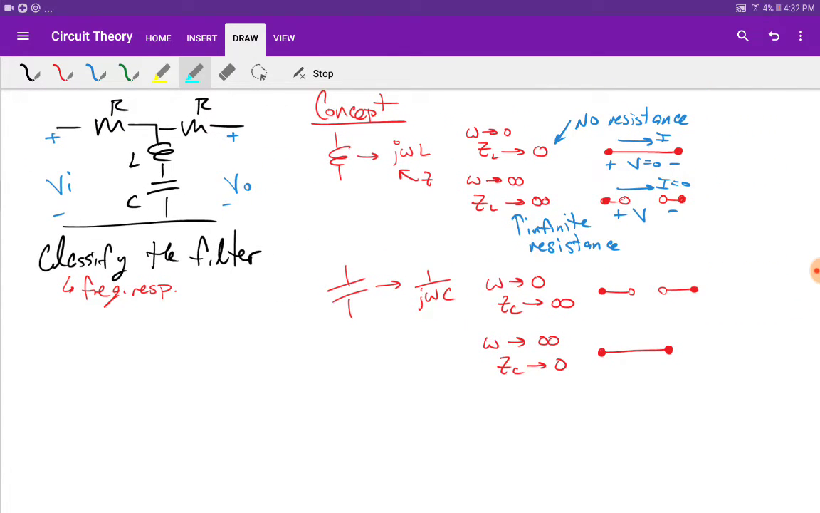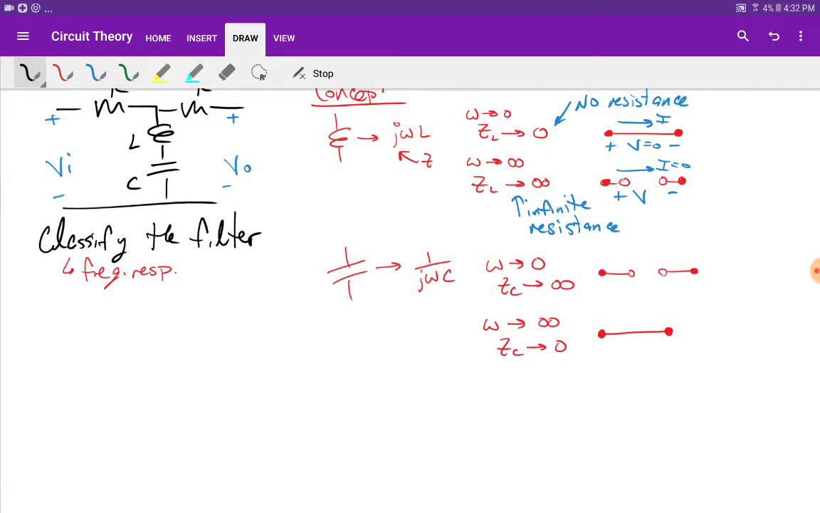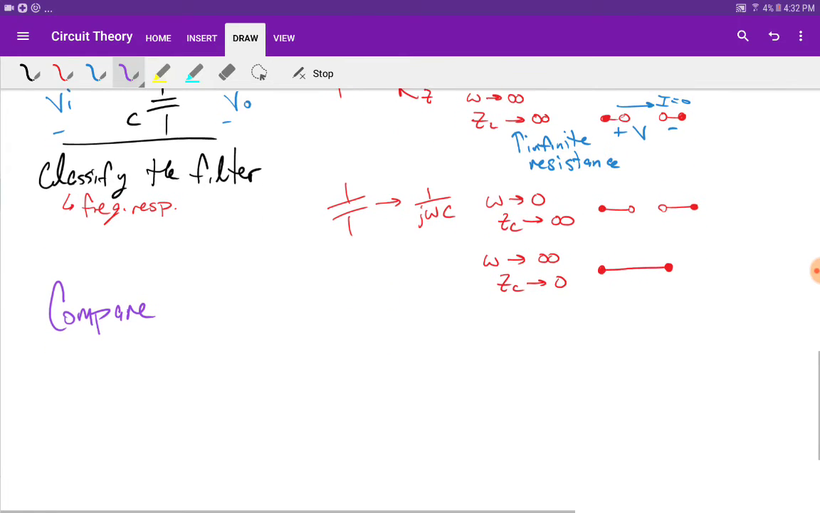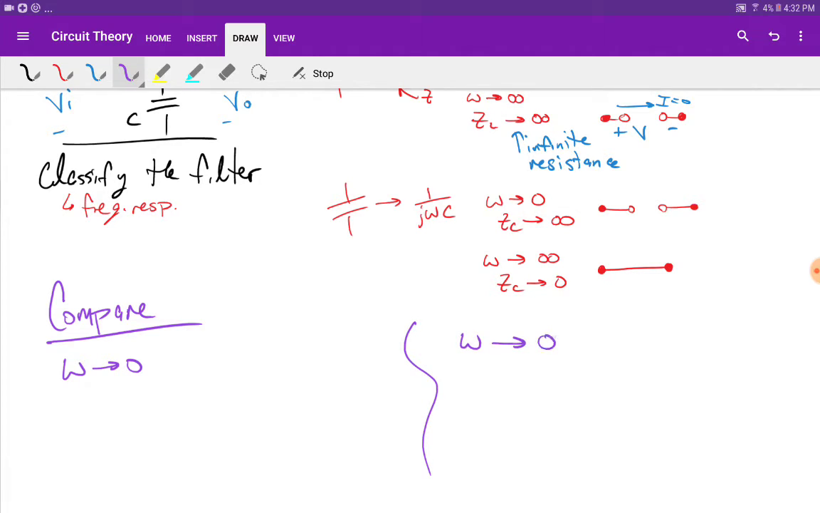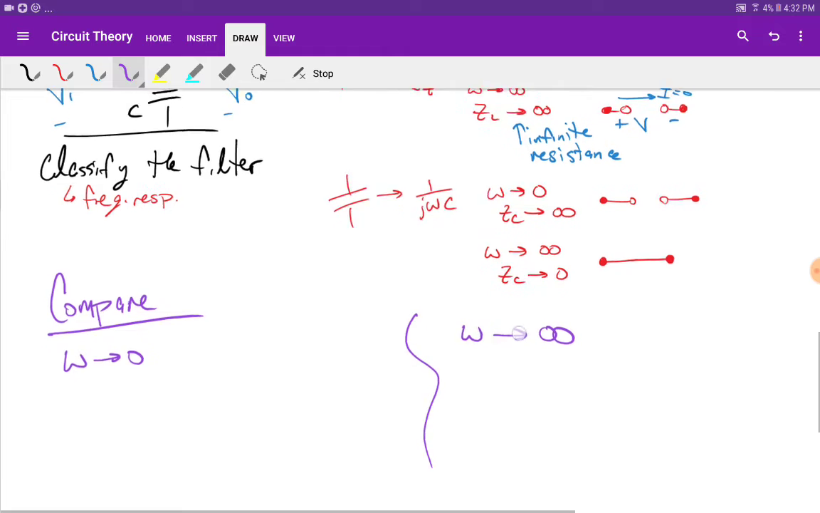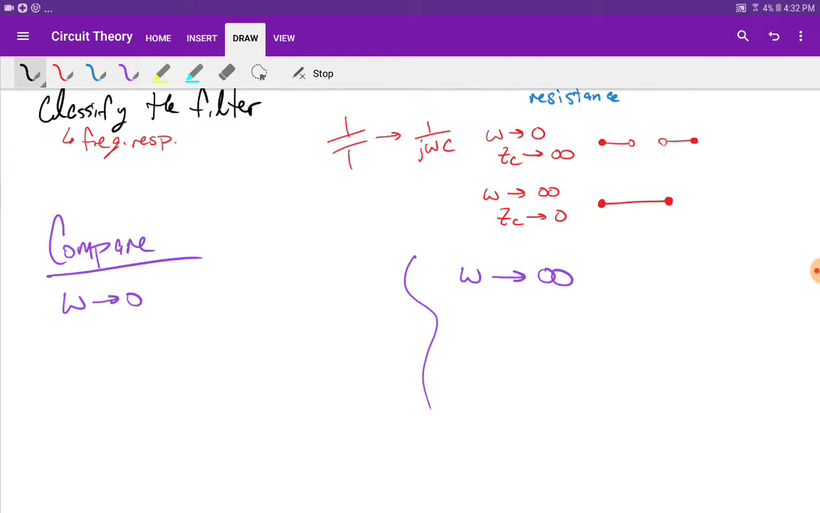That way we can get the answer without having to do too much mathematics. So we'll compare, I'll put it in purple, I guess. We're going to compare the low frequencies to the high frequencies. So I'll compare when ω approaches 0 versus when ω approaches infinity. I'm just going to draw two circuits and see what the answer gives me in terms of the output, if it's a feasible thing or not.